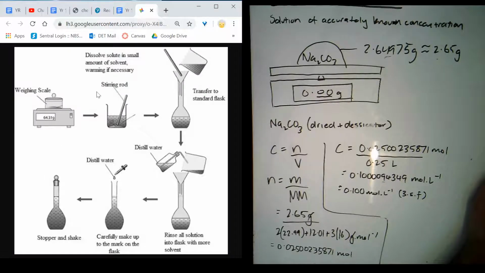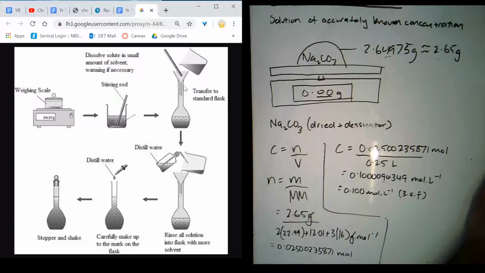Once you've actually weighed out your sample, so we're going to weigh 2.65 grams of the sodium carbonate out. We're going to dissolve it in a beaker in a small amount of water using a stirring rod. We don't want to use a huge amount of water because in the next step you're going to pour it into a volumetric flask, and if it goes up here, you're in a little bit of trouble. So we're going to dissolve it, completely dissolve it, because once it's in here, it's not going to dissolve. I'll get you a video on someone actually doing this later.